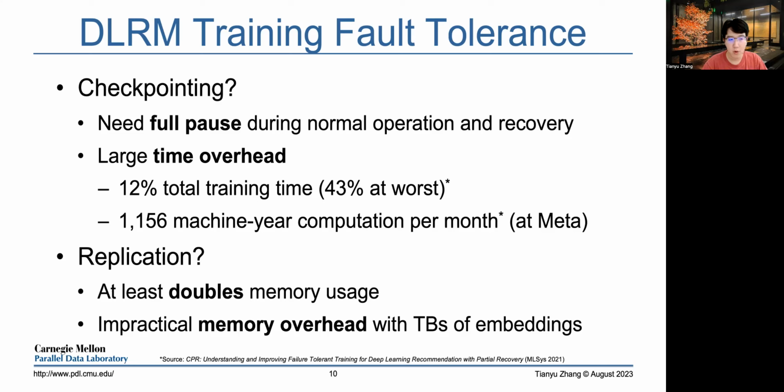Again, according to some report, this could be on average 12% of the total training time, or 43% at worst. And this is over 1,000 machine year worth of computation per month at Meta, for example. The other potential way of handling fault tolerance is replication, which essentially just means that we're replicating the parameters in memory on one parameter server on another server. However, this just means that we need to at least double the memory usage, and it's pretty much impractical given that the embedding tables can be up to tens of terabytes.